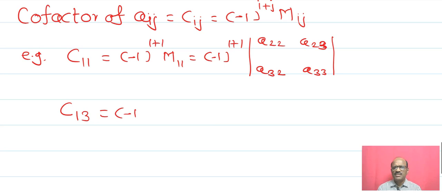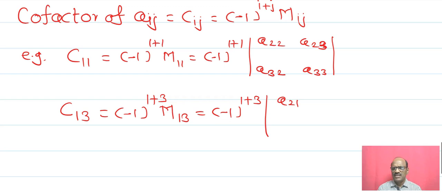For example, again, cofactor C13 is -1 raised to 1 plus 3, because here i is 1 and j is 3, times M13. That is equal to -1 raised to 1 plus 3, that is 4, and M13 is A21, A22, A31 and A32.